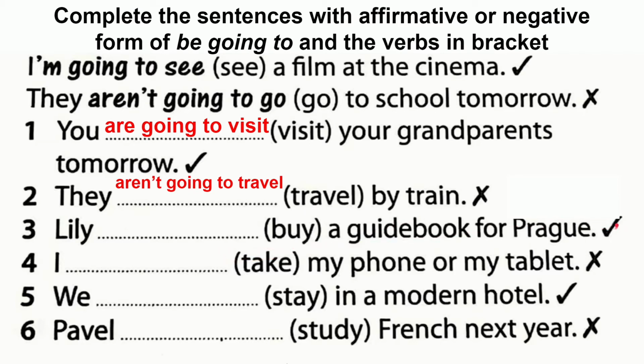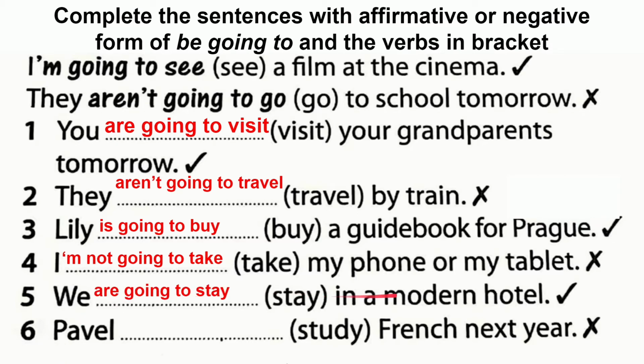Okay, this one is number 3. Lily is going to buy a guidebook for Prague, a city. Okay, a place. Number 4, cross. So it is I am not. I'm not going to take my phone or my tablet. Number 5, a tick there. We are going to stay in a modern hotel. And number 6, Pavel isn't going to study French next year.